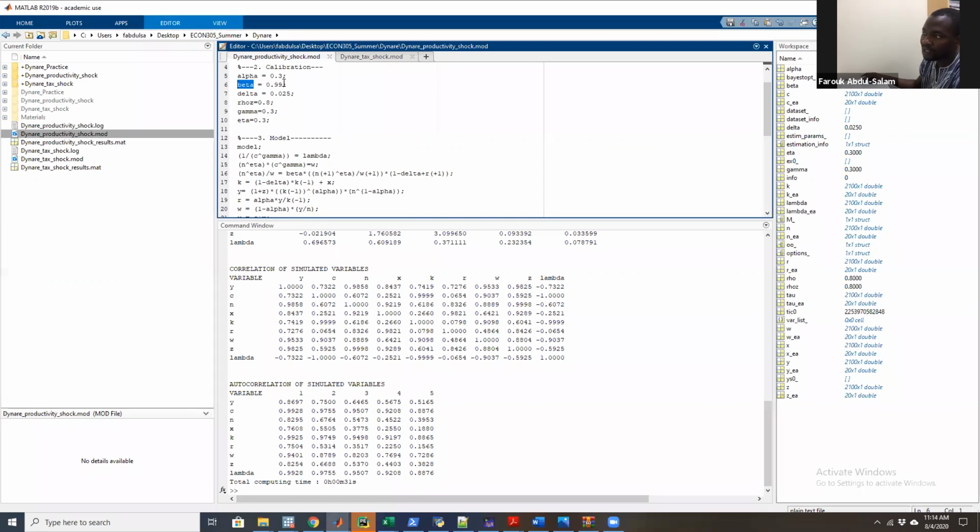And we said beta should be less than 1, mostly because of how patient an individual is, right? So this is the value of beta. These are values that we can assign to our parameters, and these are fairly constant. That's what we call the calibration, right? How consistent the parameters are to data.